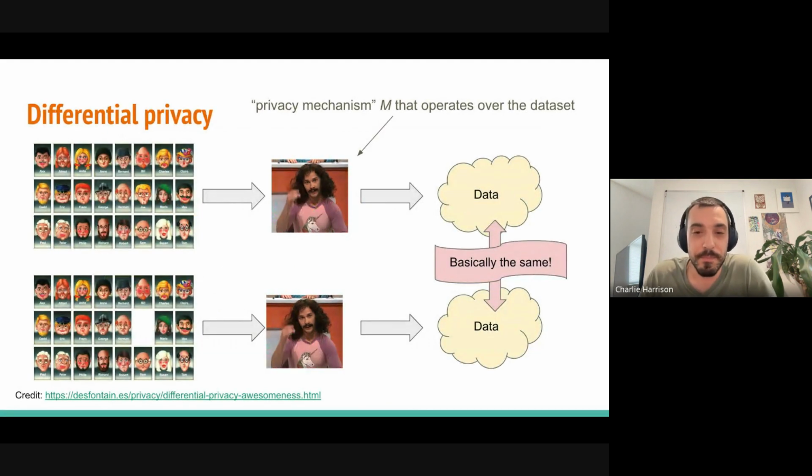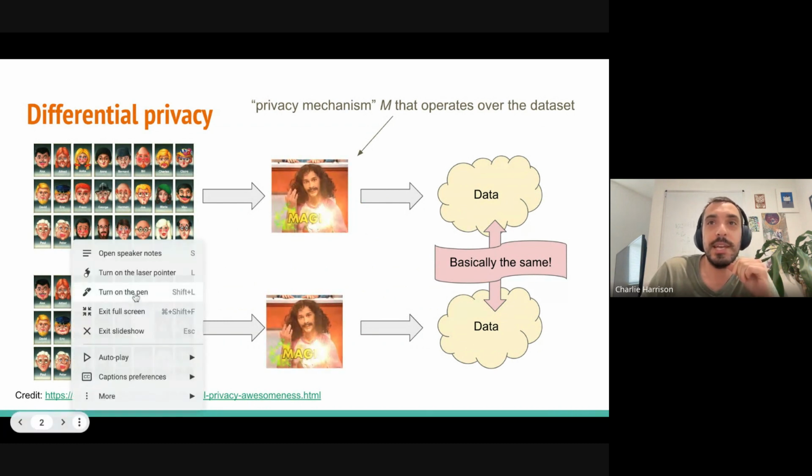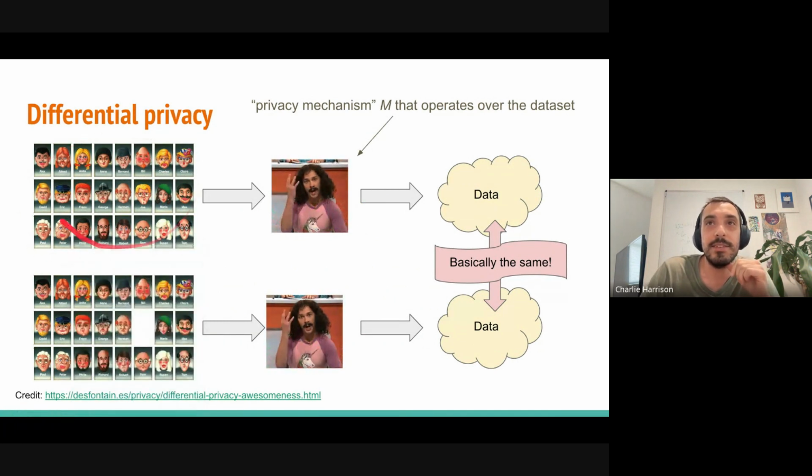I'll start by giving some intuition behind DP. We can think about differential privacy as operating on a data set, so a group of people that are submitting their data. This is the raw data, and it goes through some magic black box, and you output some more data. This is where the DP magic happens.